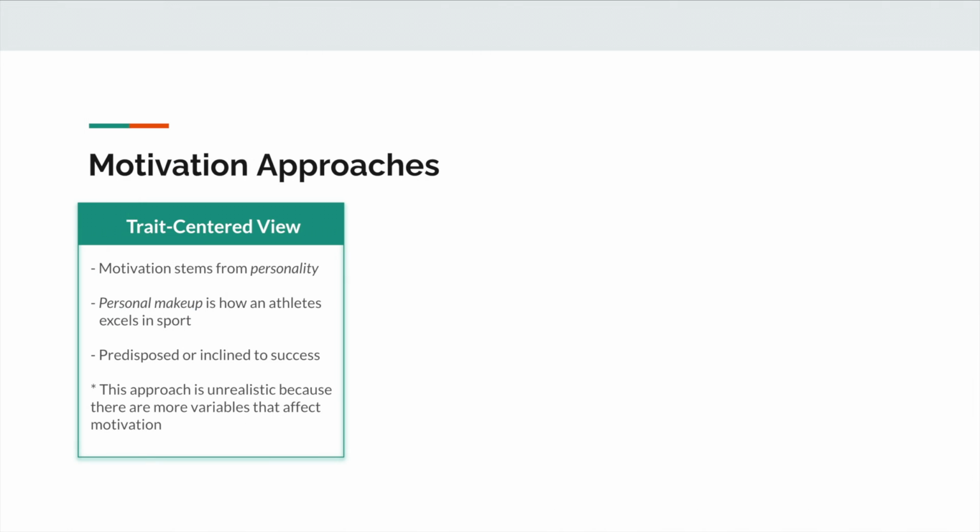Motivation approaches. The first approach is called the trait-centered view. This is where motivation stems from personality. This view believes that personal makeup is how the athlete excels in the sport, and they are inclined to succeed. However, this approach is unrealistic because now we know that there are more variables involved with motivation.